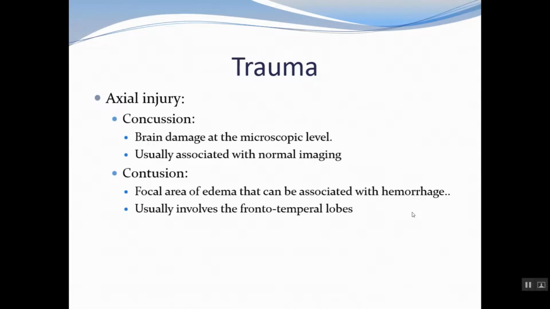The different injuries include axonal injury, like concussion. It is usually brain damage at the microscopic level, usually associated with normal imaging. Contusion is a focal area of edema that can be associated with hemorrhage. So the contusion may be hemorrhagic, if there is hemorrhage or hyperdense areas, or non-hemorrhagic if it is just a hypodense area. It usually involves the frontotemporal lobes.